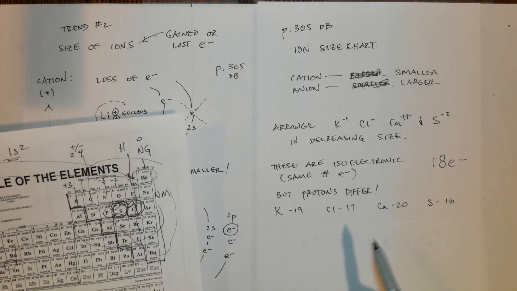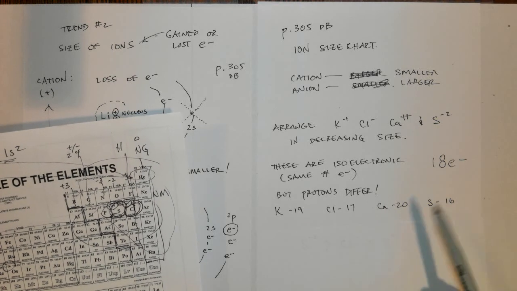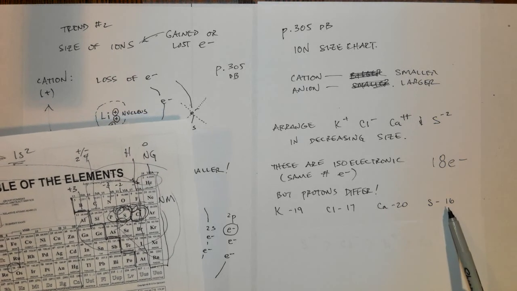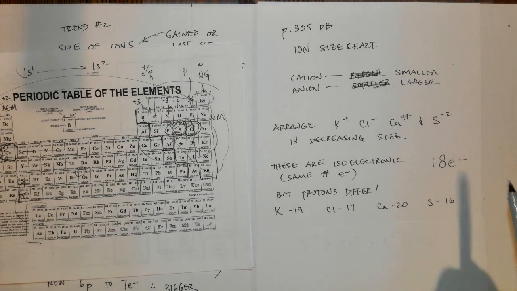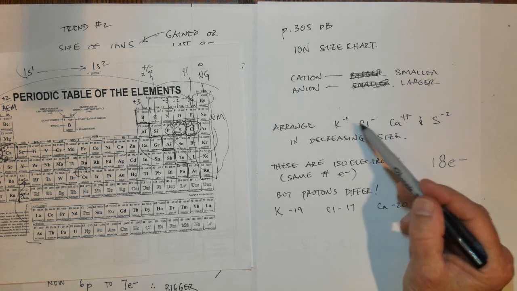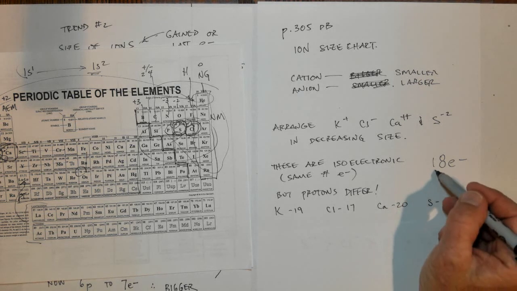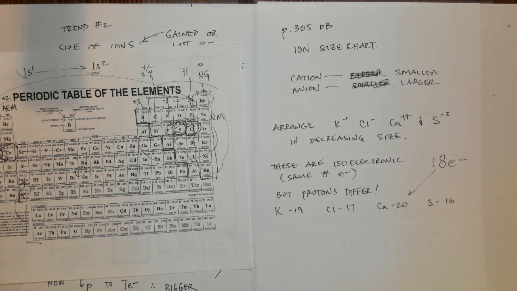So potassium has 19 protons, chlorine 17 protons, calcium 20, and sulfur 16. And so the attraction for the 18 electrons is going to be different in each one of these ions. Which one would attract the electrons the best? Well, the one with the most protons. And so we'd think that this one would probably end up being the smallest. And actually, you're correct. That would be the smallest one.